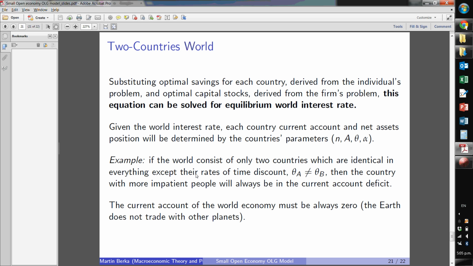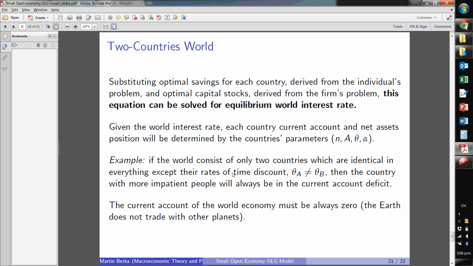Given the world interest rate, each country's current account and net assets can be determined. Of course, they will be functions of the parameters of each country. If you are a very impatient country, you will be more likely to borrow rather than save, and if you are a very patient country, you'll be more likely to save and not to borrow. If the two countries are identical, they will not trade. But since we are extremely unlikely to encounter two identical countries, we will likely see trade of capital stock and therefore goods between the two countries, and consequently some positive interest rate.